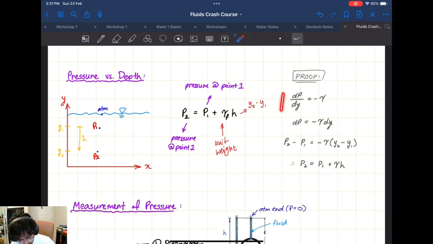There's also a proof for this over here. It's just a bit of math. You don't really need to worry about it. But that's our general formula for calculating pressure. So this is only true if point 2 is below point 1, right? Because you can see, just based off the formula, the pressure at point 2 is going to be higher than the pressure at point 1, right? Because you're adding something to the pressure at point 1. That sort of makes sense, right?